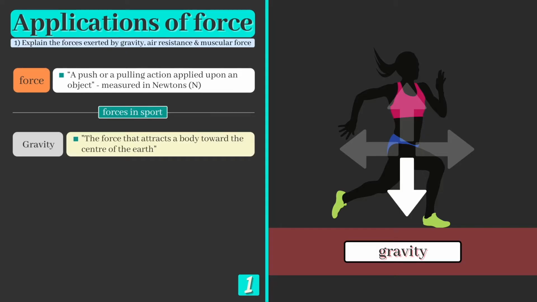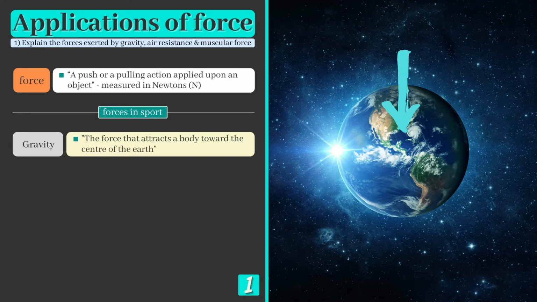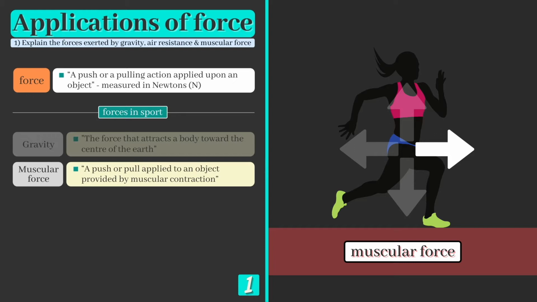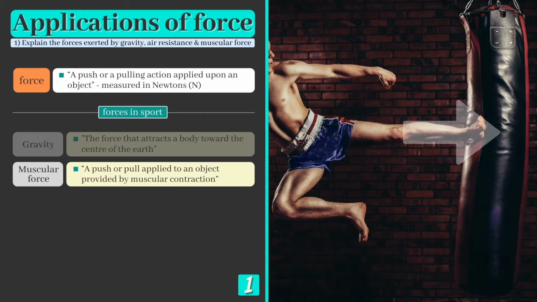The first is gravity, which can be defined as the force that attracts an object towards the centre of the Earth. Gravity affects all objects equally and causes them to accelerate down at a rate of just under 10 meters per second squared. The second is muscular force, which is a push or pull applied to an object provided by muscular contraction. This is the force that we produce, and it's behind almost all movements observed in sport.